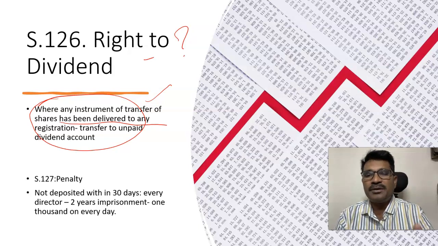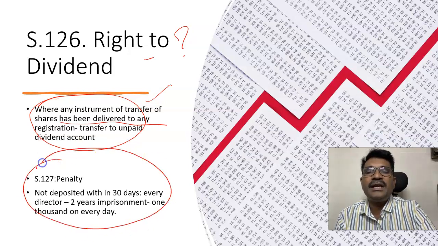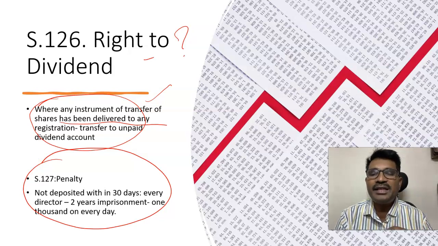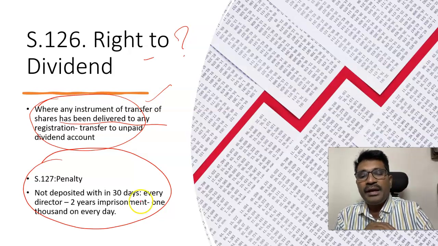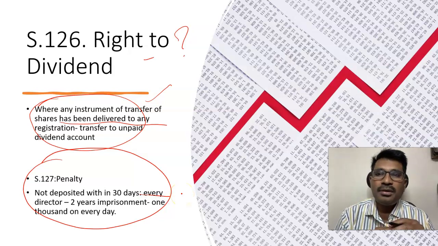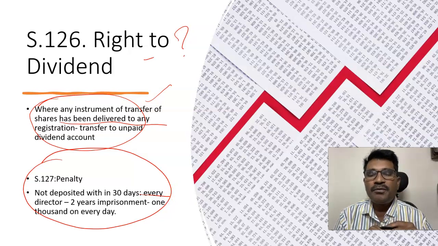And section 127: if the company declares a dividend and fails to pay the money, then what will happen? Under section 127 of the Companies Act, it is provided that once the company has declared a dividend, it has to pay within 30 days and deposit it. Every director is liable under section 127 for 2 years of imprisonment, or if the delay continues, then for every day the company has to pay a penalty of 1000 rupees.